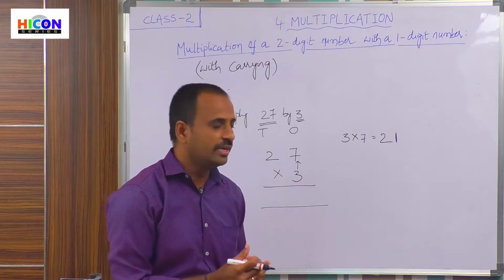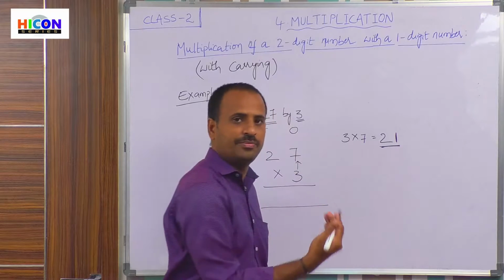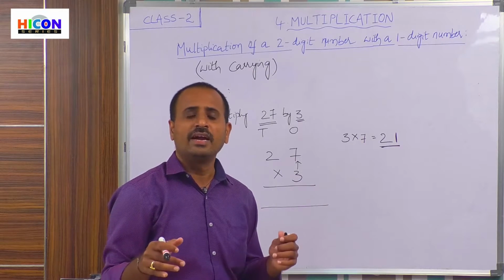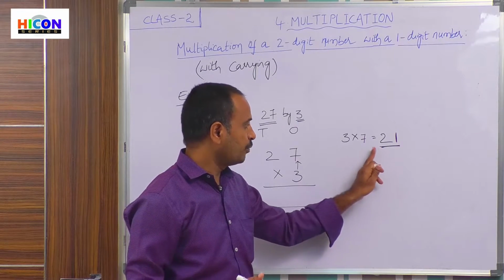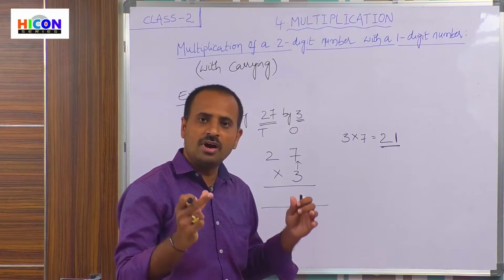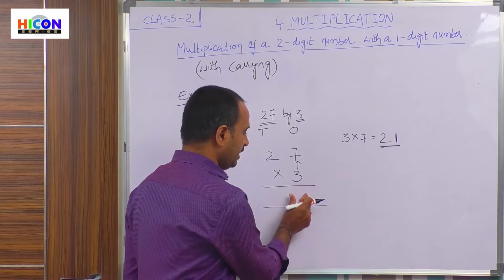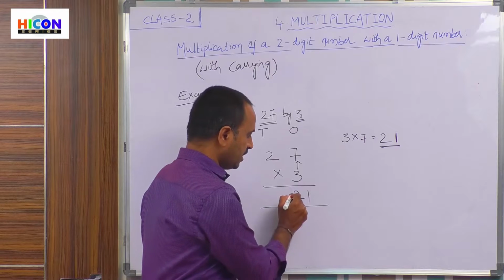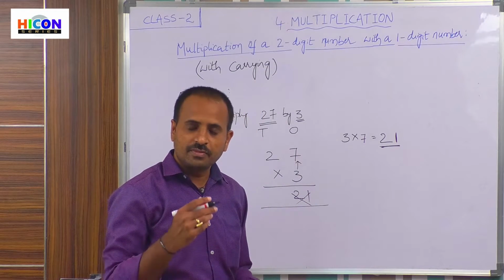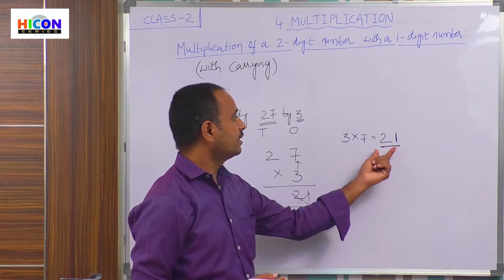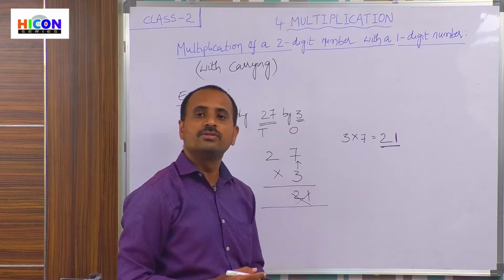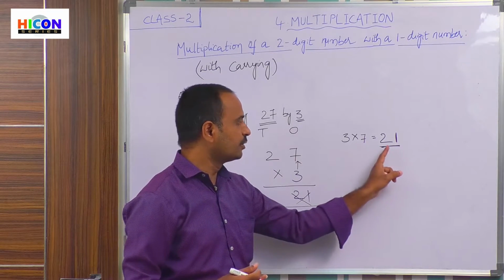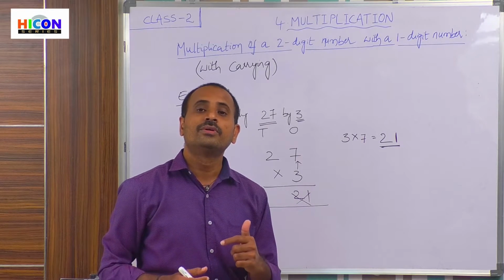Children, observe carefully. Here the product is a two-digit number. In the earlier problems, the product was a single-digit number and there was no need to carry. But here the product is a two-digit number, and we should not write this two-digit number under ones place. We should not write this 21 under ones place. This is the wrong one. Then how to write the answer in the ones place if the product is a two-digit number? First we have to carry. If the product is a two-digit number, then we have to take carrying.